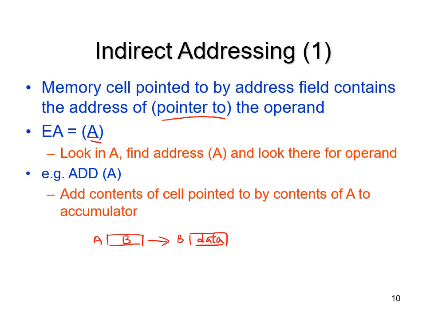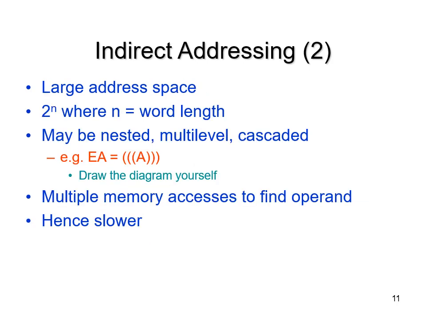Now, for example, here we have the instruction ADD (A). That means the processor will look for the address A, and then it will obtain another pointer, another address, and the content located at this address will be fetched to perform the actual addition. On the next page we will show you a diagram about indirect addressing.